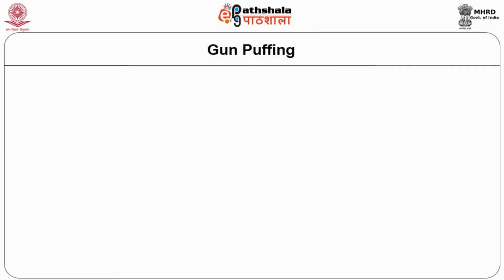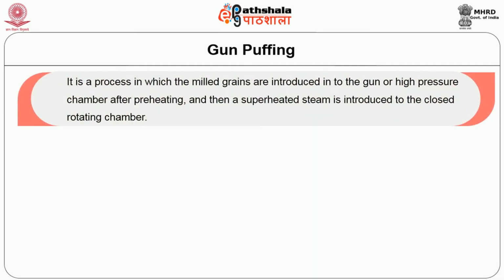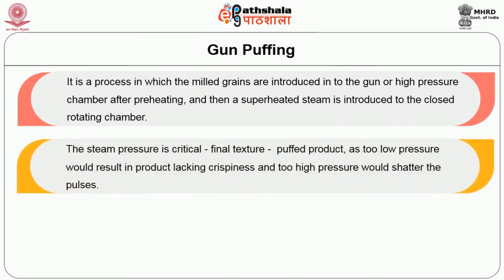The next one is gun puffing. It is a process in which the milled grains are introduced into the gun or high pressure chamber after preheating, and then superheated steam is introduced to the closed rotating chamber. The steam pressure is critical because of its effect on the final texture.